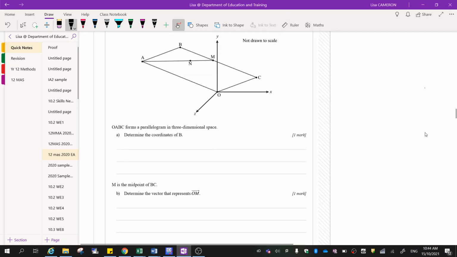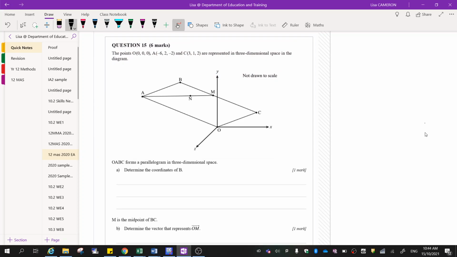So in this question, it's talking about the points of O, so the origin is 0, 0, 0, A is that, and C is that, represented with three-dimensional space in this diagram. Okay, so if OABC forms a parallelogram in three-dimensional space, that means that AB is the same length as OC because of parallelogram, and that also means OA is the same length as BC. So determine the coordinates of B.